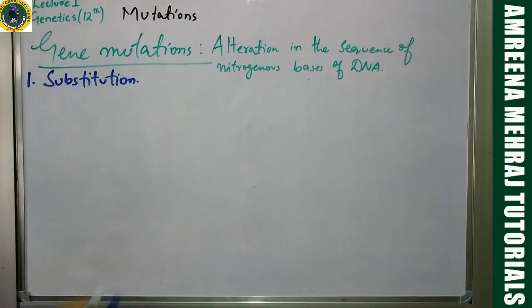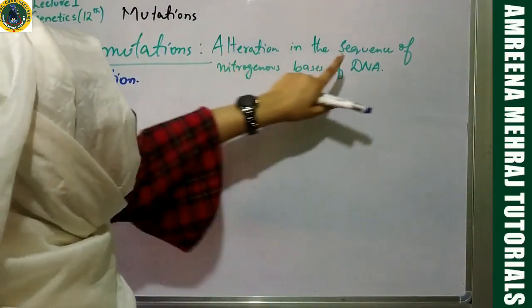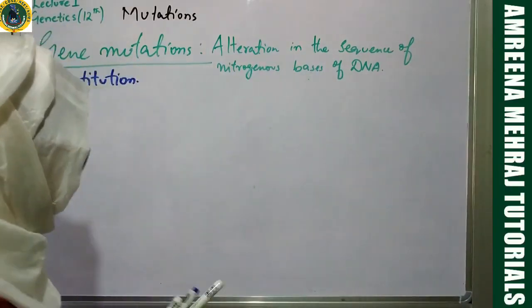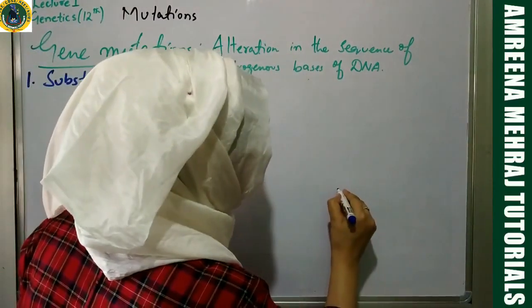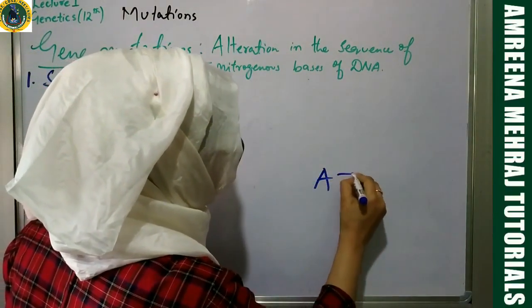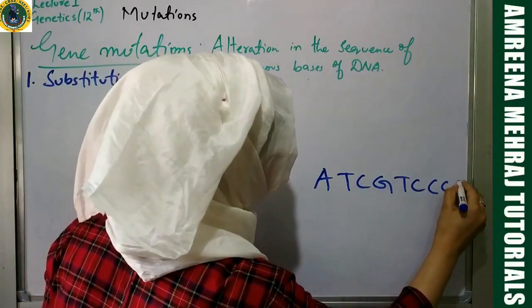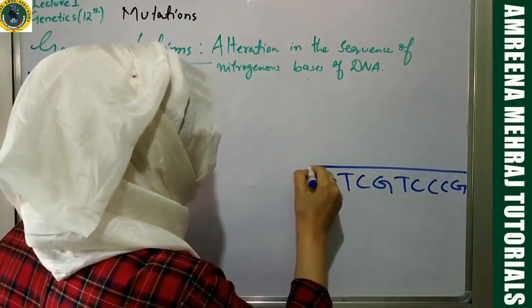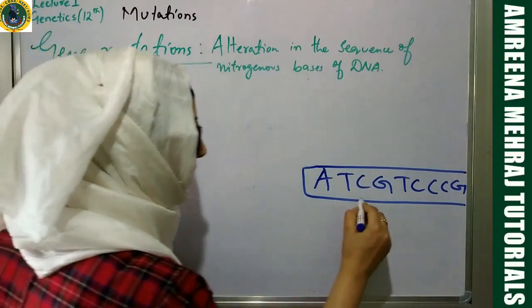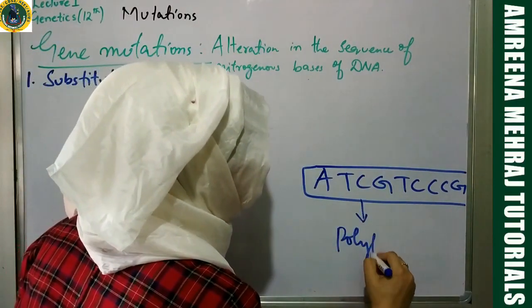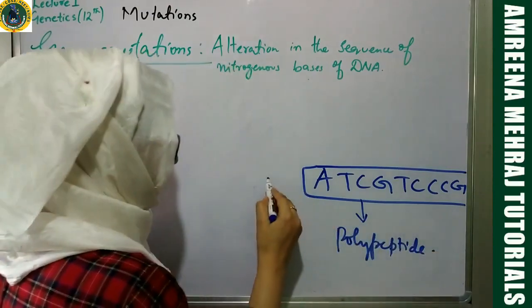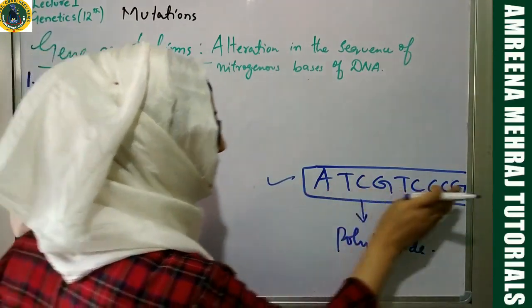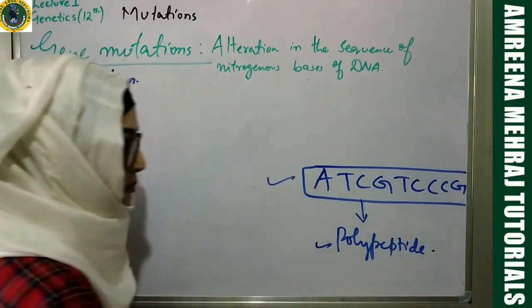So, any alteration, any change which happens to the sequence of nitrogenous base of the DNA, that change is called gene mutation. Okay, let me give you one idea over here. Suppose, say for example, your DNA has a sequence of ATC, GTC, CCG. Okay, this is a sequence. Now you know that when we say that it's a gene, it's a particular sequence which will be coding for some polypeptide. Okay, so your DNA is having information in the form of a gene. So gene is basically what? It's an arrangement of nitrogenous bases which is having information for some polypeptide.